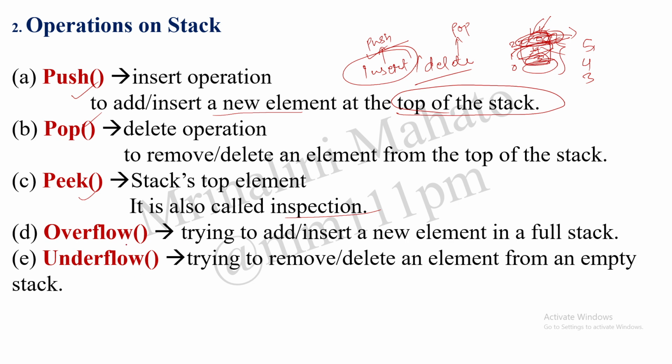Okay, so these are the functions you just remember. Push is for insert: insert means adding a new element at the top of the stack. Pop is the delete operation, to remove an element from the top of the stack. Peak is the stack's top element. Overflow is whenever you try to add data in a full stack. Underflow is whenever you try to delete data in an empty stack. Okay, these are the operations we will use in the stack.